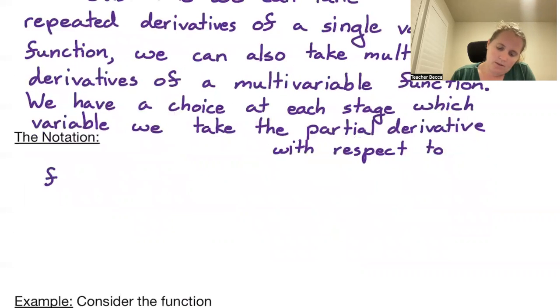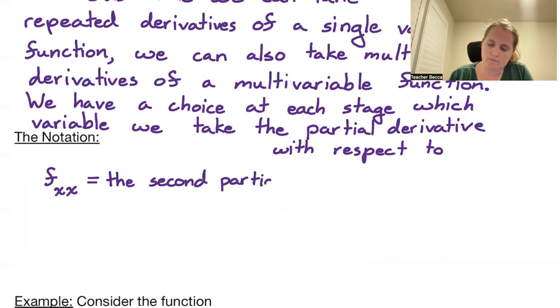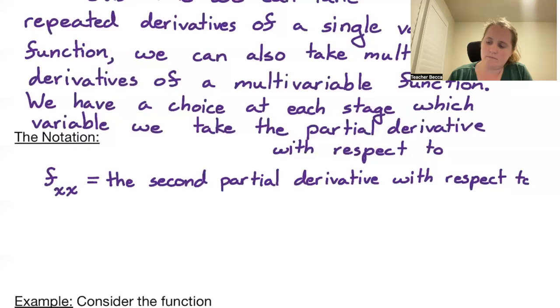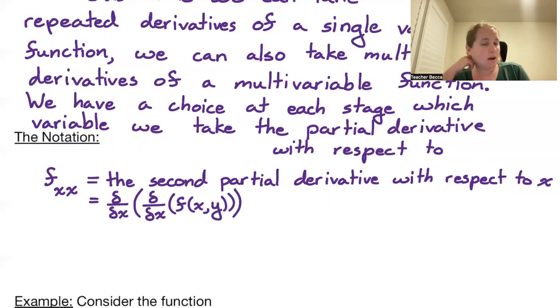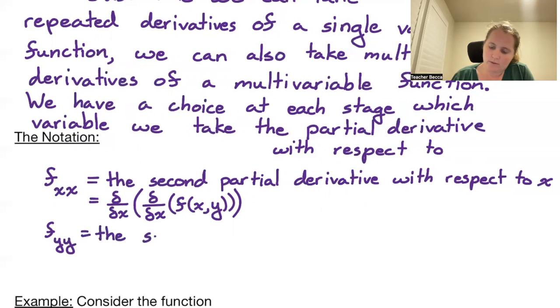So f sub xx is the second partial derivative with respect to x. This means we differentiate with respect to x and then differentiate with respect to x again. So we take the partial derivative with respect to x of the partial derivative with respect to x of f. We also have fyy, which is the second partial derivative with respect to y.